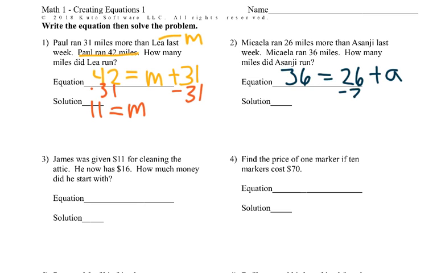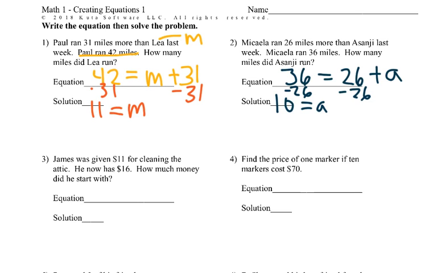There's our equation. Again, we subtract 26 from both sides, and we get 10 equals A. So Asanji ran 10 miles. All right, so let's take a look at 3 and 4. James was given $11 for cleaning the attic. He now has 16. How much money did he start with?